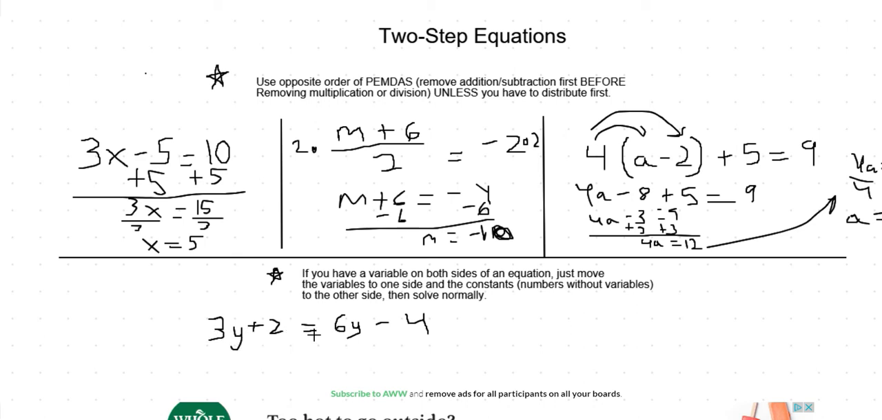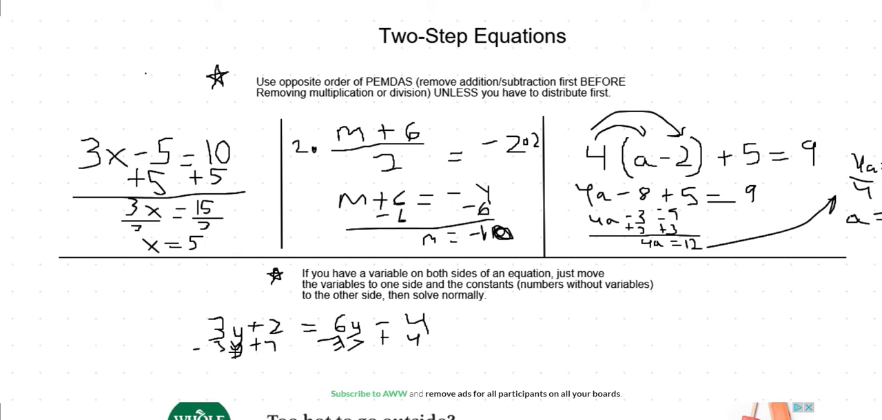So 3y, 6y, I want to move the 3y over to the 6y because 3y is smaller. 6y is bigger. I move it by minusing 3y. Looks like I'm kind of running out of space here, but yeah. Minusing 3y. And since I'm moving the y's to this side, I want to move the numbers to that side. So minus 4 becomes plus 4. That's the opposite, right? So plus 4.